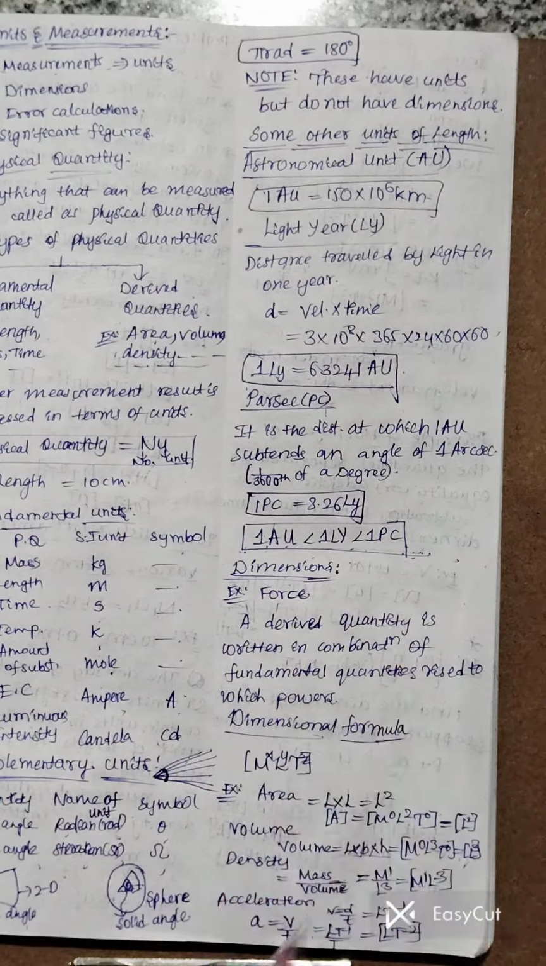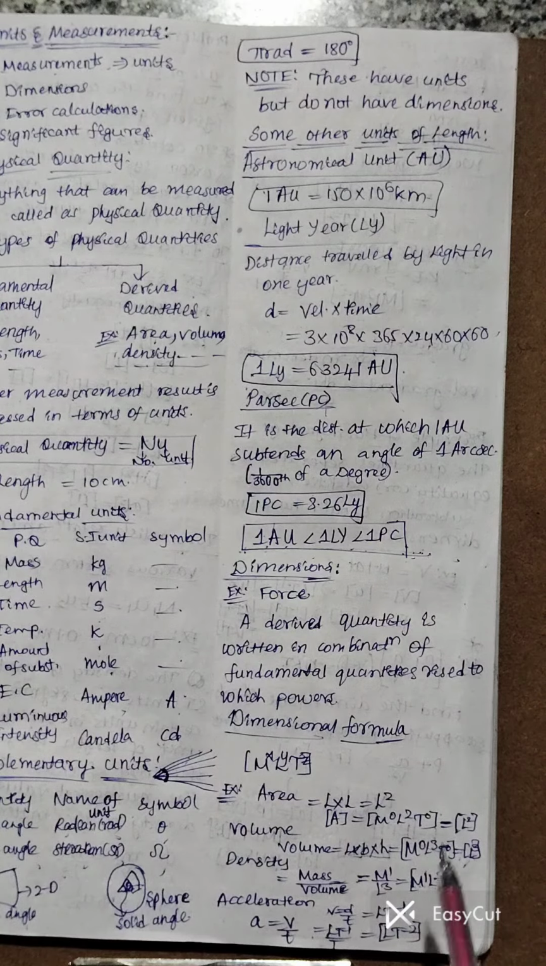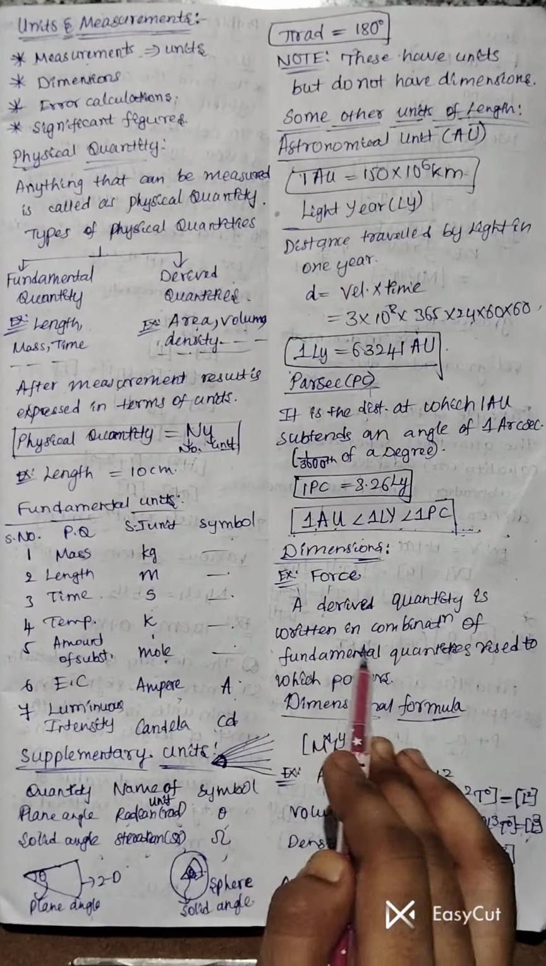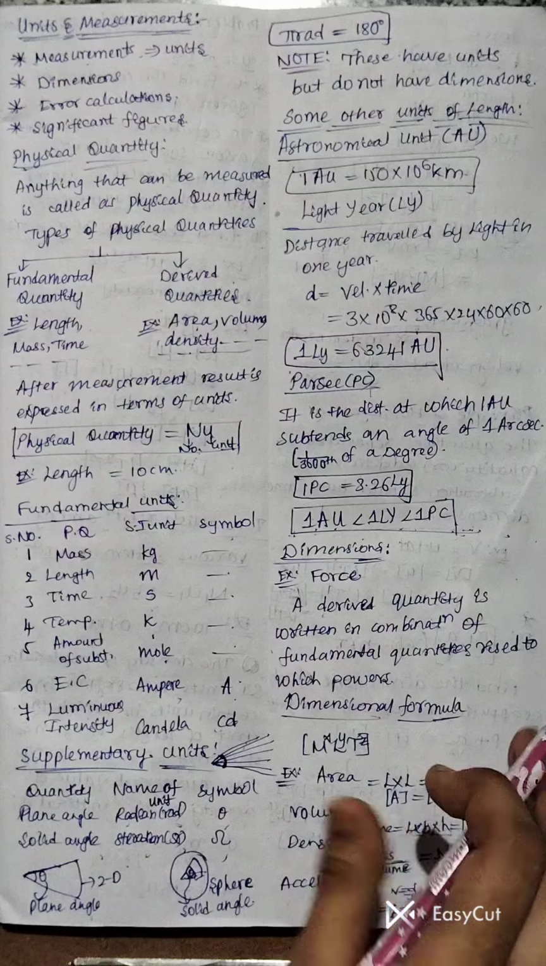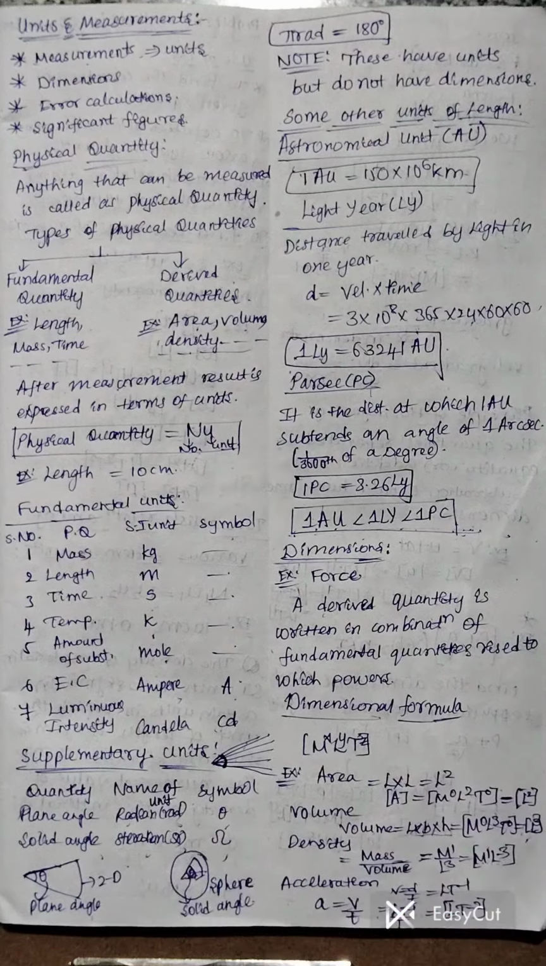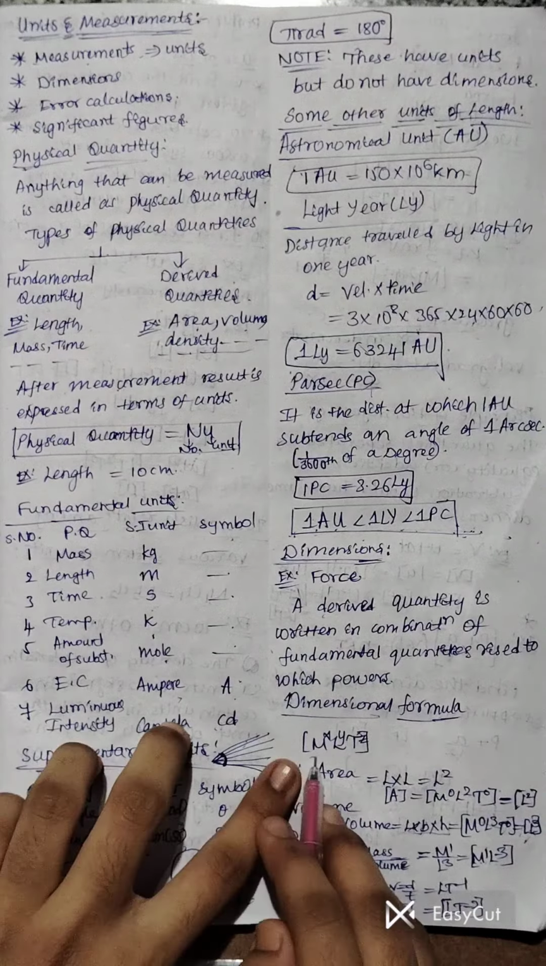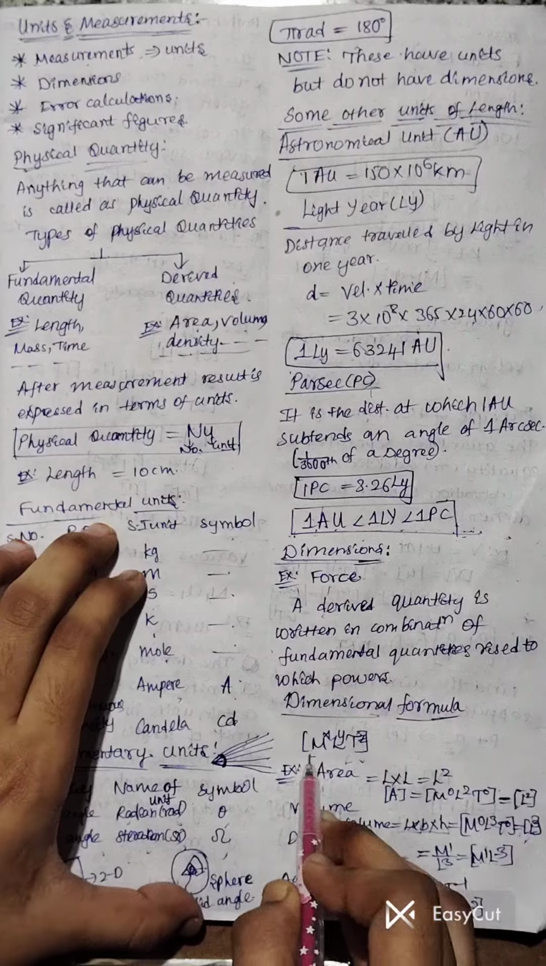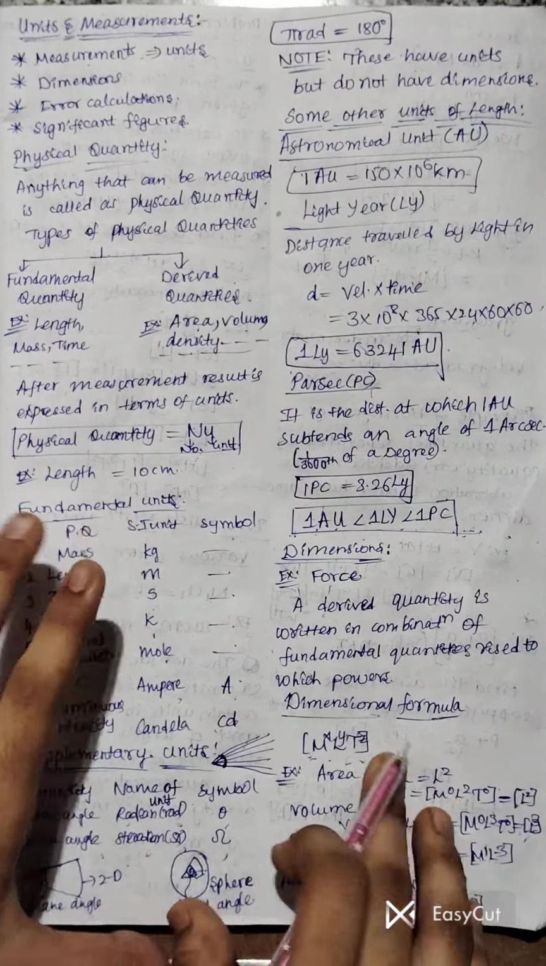And now coming to dimensions. So what is meant by dimensions and how do we write a dimensional formula? I'll explain this. A derived quantity is written as a combination of fundamental quantities raised to their powers. Any dimensional formula is represented standardly as MLT raised to their respective powers. Let us say M power x, L power y, and T power z.